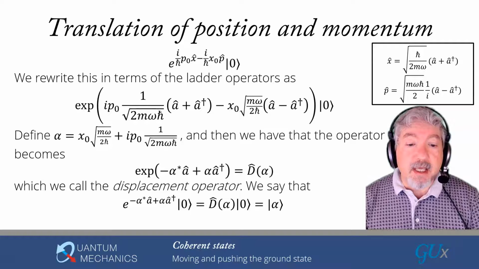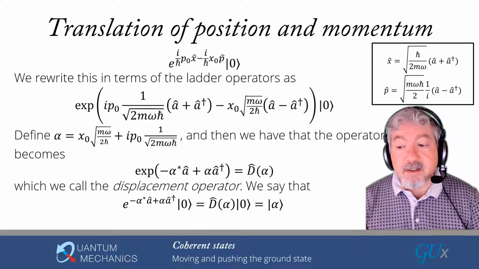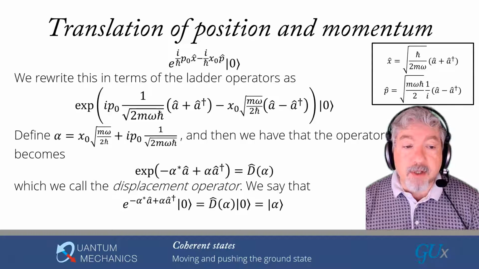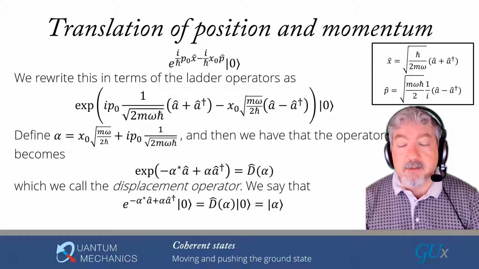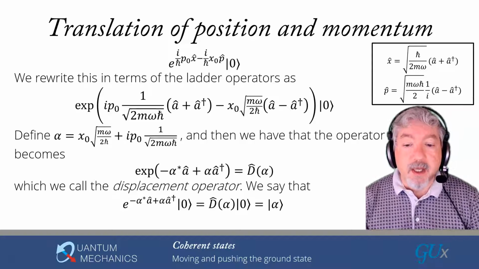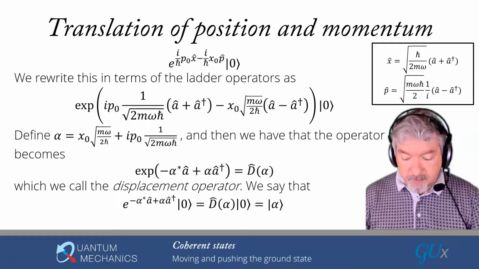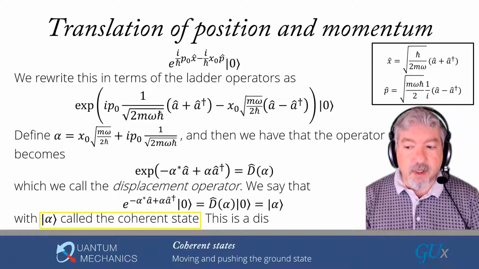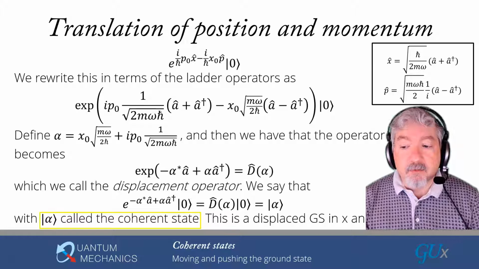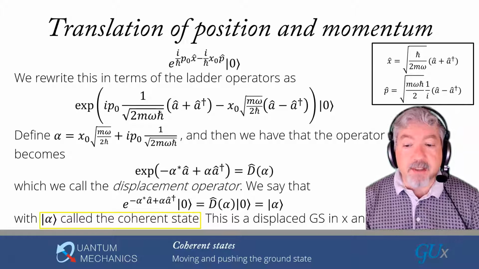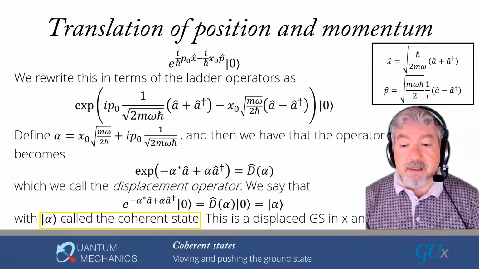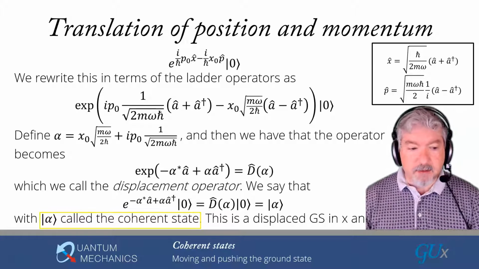And what we say is that when we displace the ground state using this displacement operator with this parameter alpha, which corresponds to a particular displacement of position and momentum, then we call that state alpha. It's called the coherent state, and the parameter that the coherent state is labeled by is this parameter alpha, which summarizes the shift in position and momentum, and that's the displaced ground state in position and momentum.